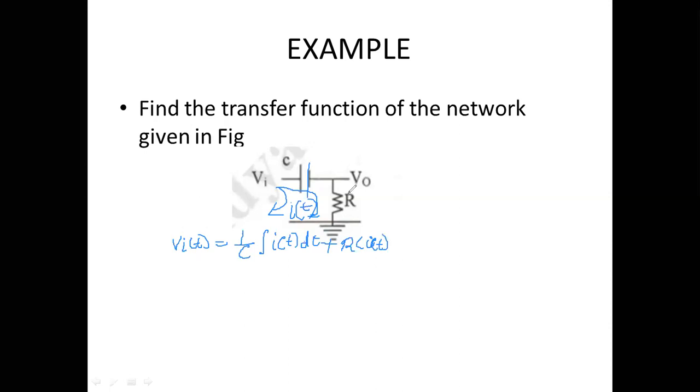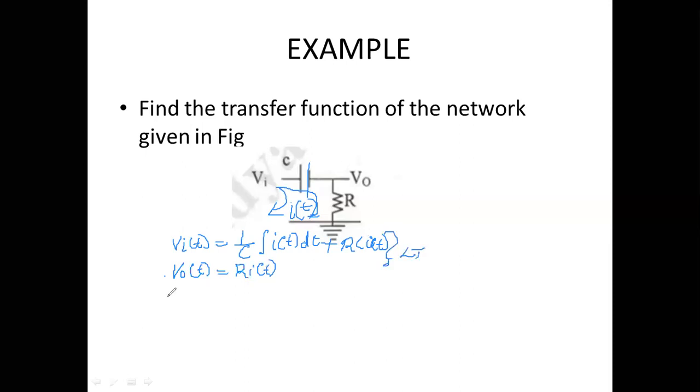Then the output equation: the output is taken across this resistor. Therefore, we can write V naught of t is equal to R into I of t. That much. Now, the transfer function is nothing but the Laplace transform of the output to the Laplace transform of the input. Therefore, to find the transfer function, you just apply the Laplace transform to these two equations.